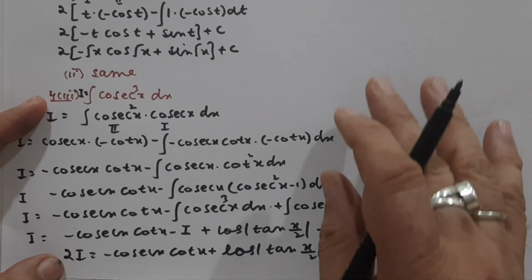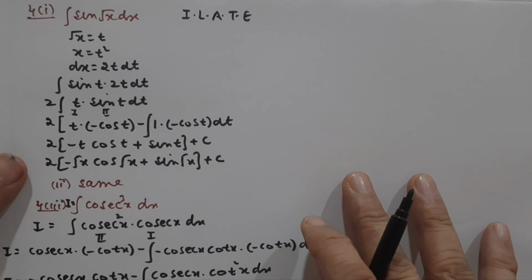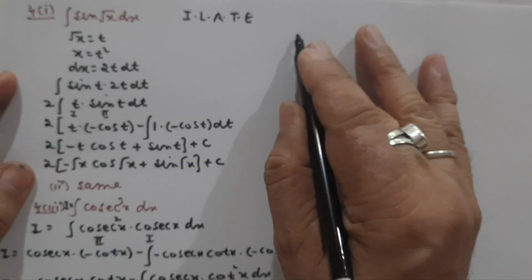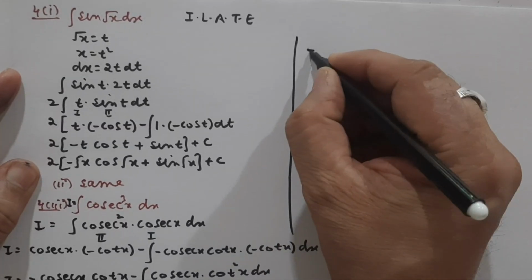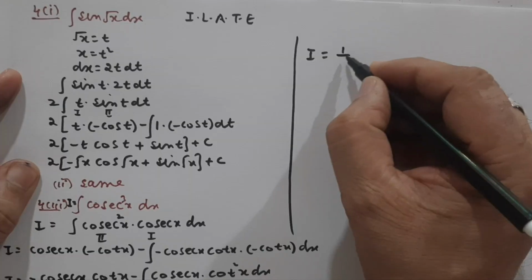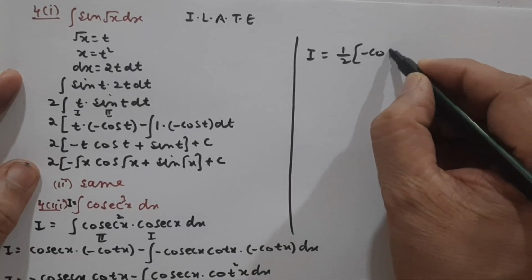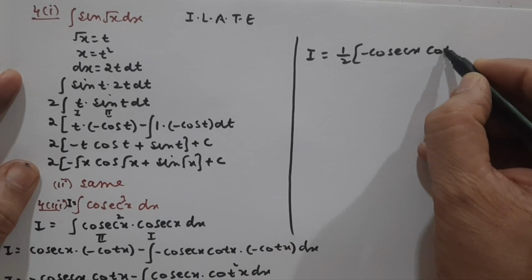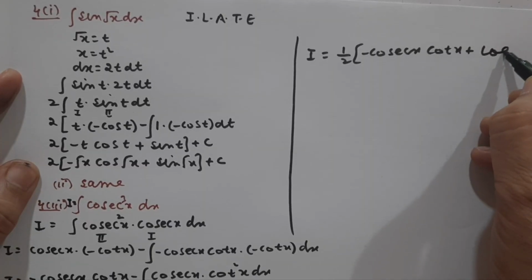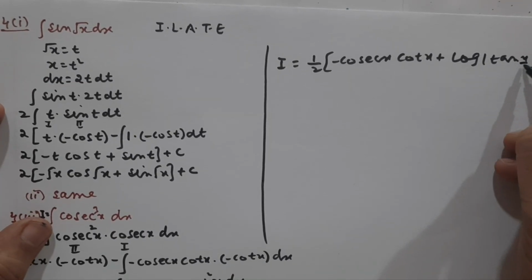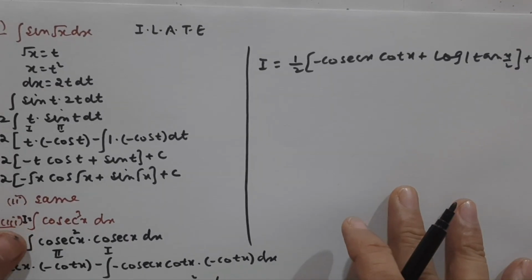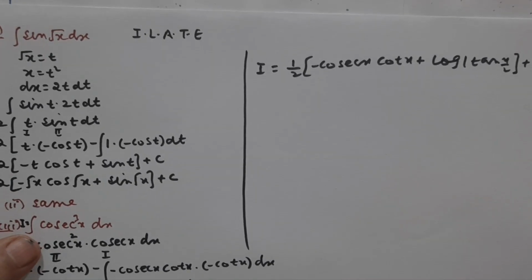So students, the answer will be like this, that I equals to 1 upon 2 into minus of cosecant x cot x plus log of tangent x by 2 plus c. So students, this is the solution of this question. Minus half cosecant x cot x plus log tangent x by 2 plus c.